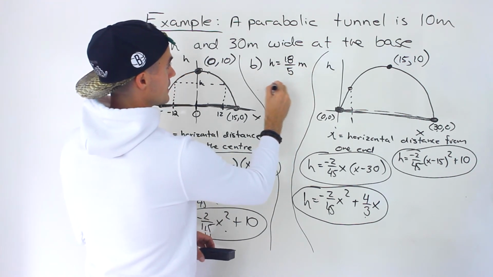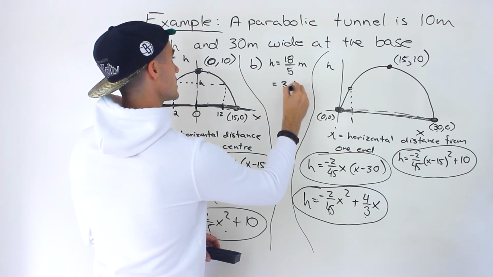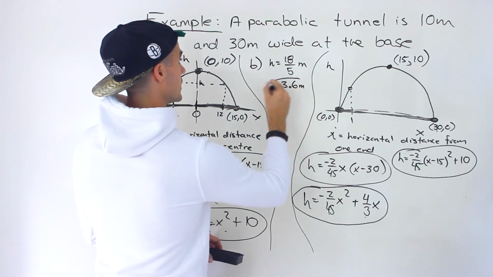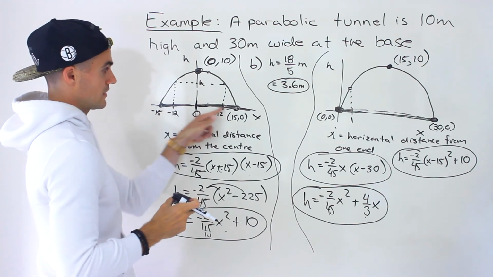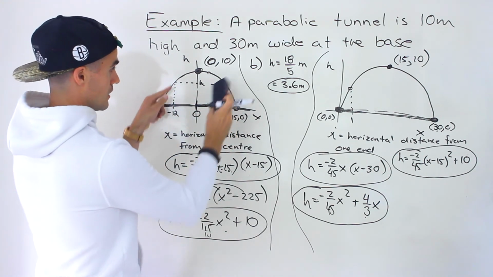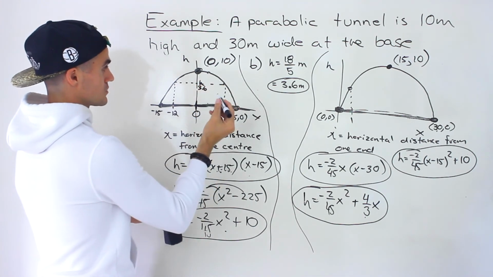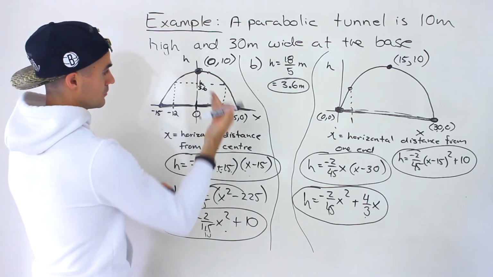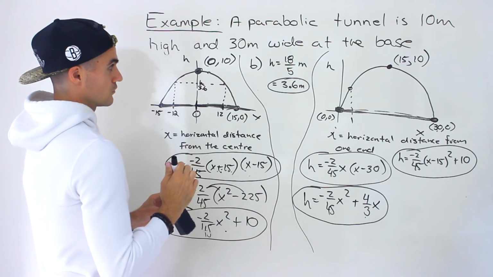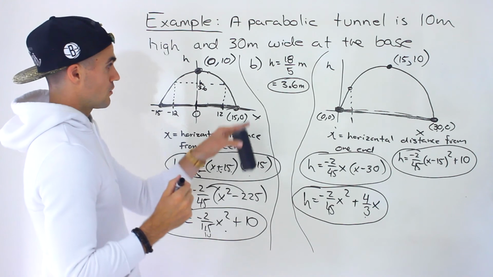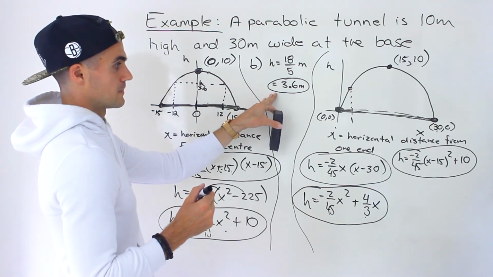Okay, and in decimals, that would be 3.6 meters. Okay, so from a horizontal distance of 3 meters from one of the ends, the height of the bridge ends up being 3.6 meters over here. This is not to scale, this should be a little bit lower, but hopefully you see what's happening over here. Okay, so that ends up being the height right there for part B.